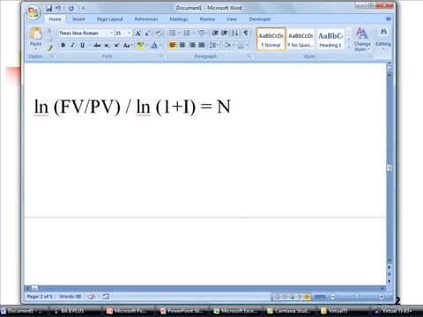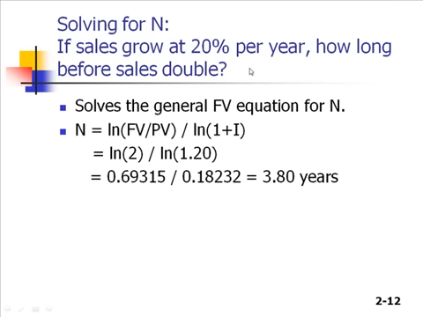and this is the formula, okay? The number of periods can be computed as the log of future value over present value divided by the log of 1 plus I. So let's see how we might apply the formula. Here's an example problem. If sales grow at 20% per year, how long before they double? Okay.